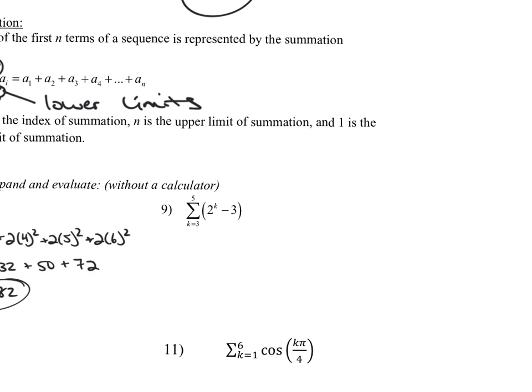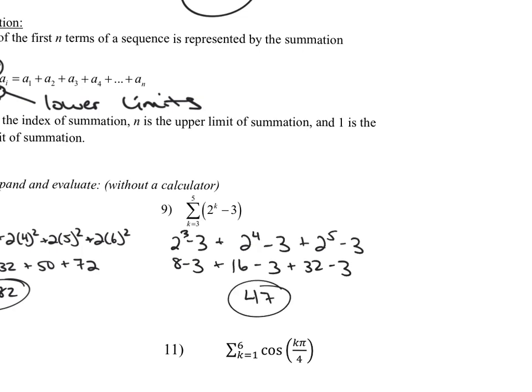So again, we will go ahead and just substitute in. 2 to the third minus 3 is the first term, plus 2 to the fourth minus 3, plus 2 to the fifth minus 3. 2 to the third is 8, 2 to the fourth is 16, 2 to the fifth is 32. If we add these up and subtract off the 3's, we end up with 47.